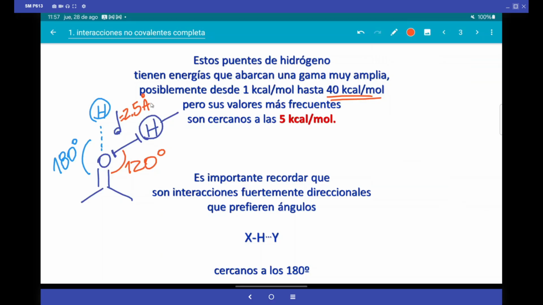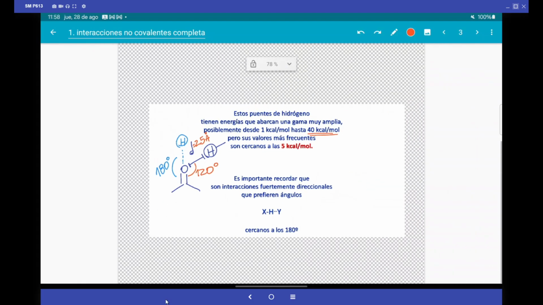It is important to remember that they are strongly directional interactions, with angles close to 180. What does this refer to? This can confuse: the 180 refers to the electron pair, that is, the oxygen pair and the hydrogen. That refers to 180, but I marked here 120 from the double bond to the proton. So that you do not get confused when you are studying.